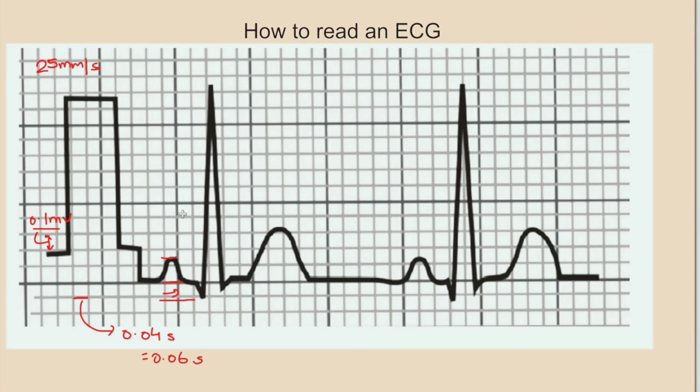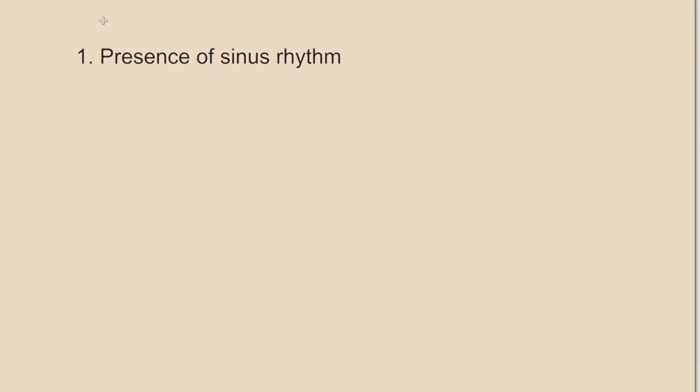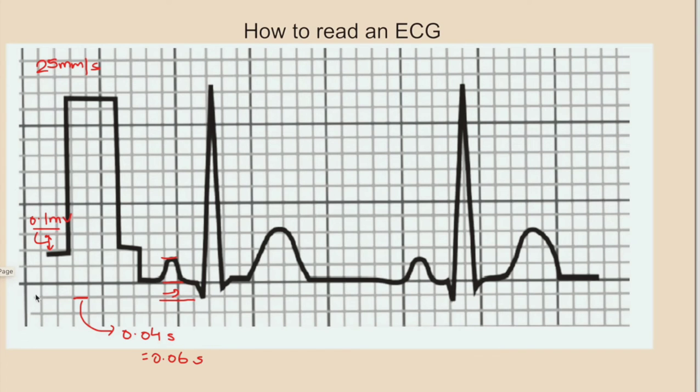So for reading ECG, what do we need to look at? There are multiple things we need to look at. First thing is whether there is presence of sinus rhythm. That is, whether the signal generated at SA node is reaching the ventricles or not. So we see whether every P wave is followed by a QRS complex or not. For this you take any lead ECG and just see whether the P wave is followed by a QRS complex.